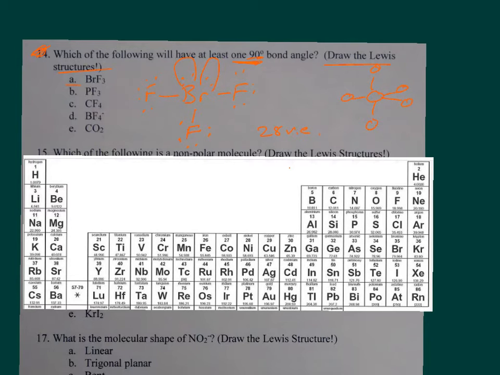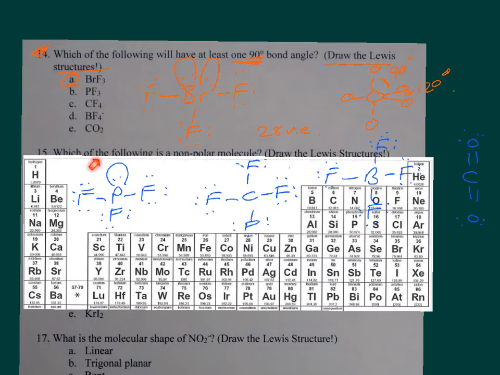And you'll notice that a trigonal bipyramidal does have a 90-degree bond angle. From the top to the side is a 90-degree bond angle. It also has a 120-degree bond angle. So it may be that A is our correct answer. And I'm pretty confident in that, so I may circle and move on. But you should always draw the Lewis structures of all the others.